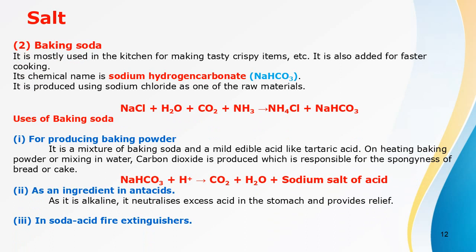Use of baking soda: for producing baking powder. It is a mixture of baking soda and a mild edible acid like tartaric acid. On heating baking powder or mixing it in water, carbon dioxide is produced, which is responsible for the sponginess of bread or cake. It is also used as an ingredient in antacids.